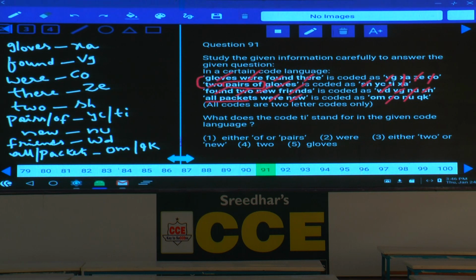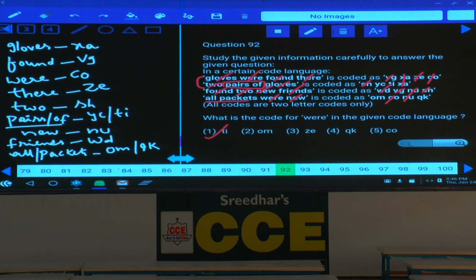Then question number 91. What does the code TI stand for? The code TI stands for either pairs or of. Either of or pairs, choice 1. Question number 92. What is the code for the word where? Yes, tell me what is the code here? CO. CO, that is given in choice 5.